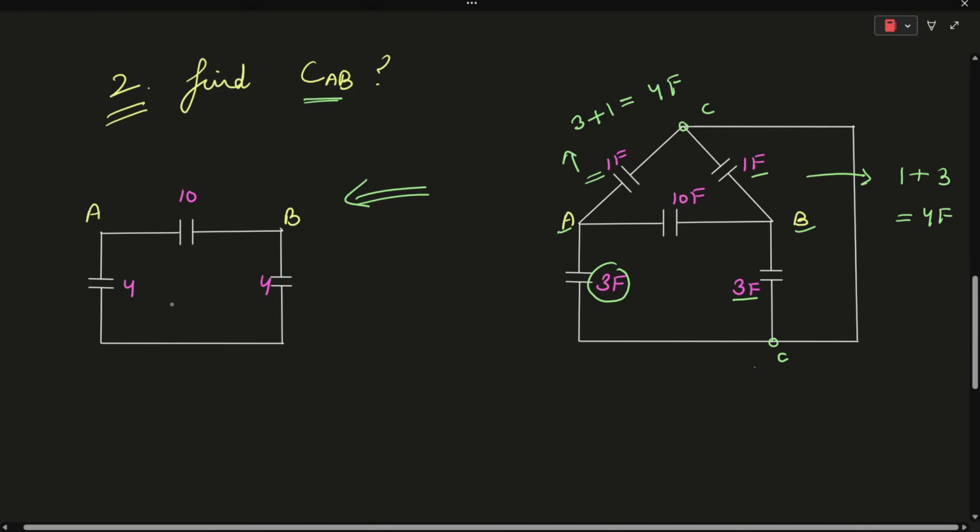As you can see, these two capacitors are connected in series. It means that their equivalent capacitance will be equal to 4 in series with 4, so that will be equal to 2 farads. And this 2 farad capacitor combination is connected in parallel with the 10 farad capacitor. So the equivalent capacitance CAB will be equal to 2 plus 10, which is equal to 12 farads. So I hope it is clear.